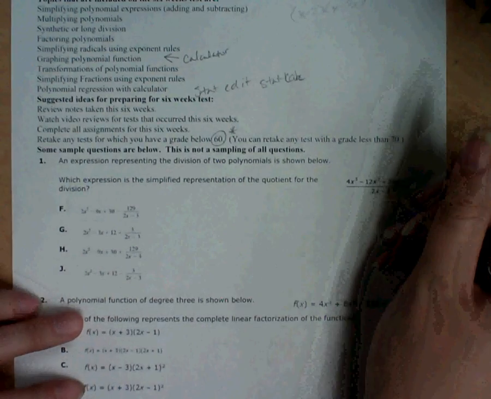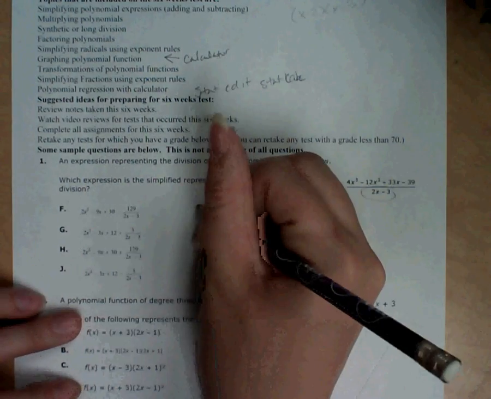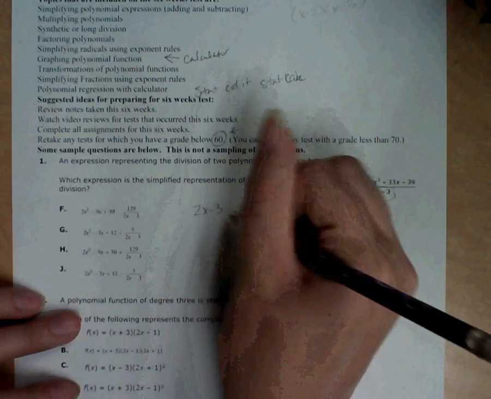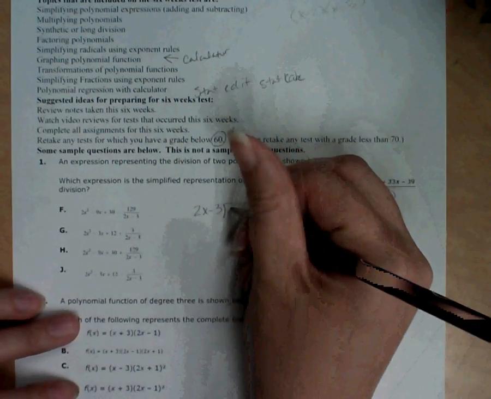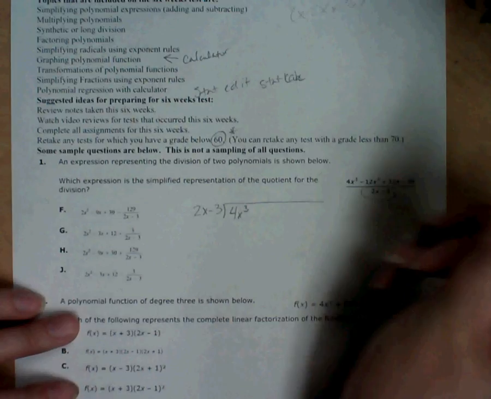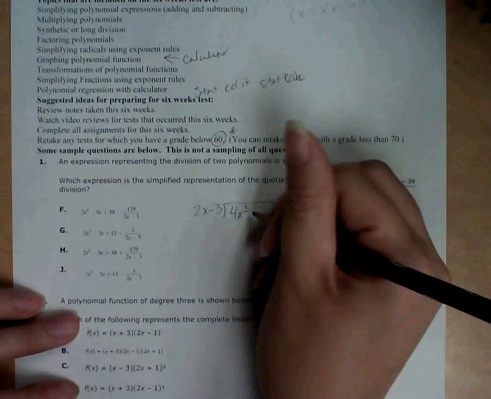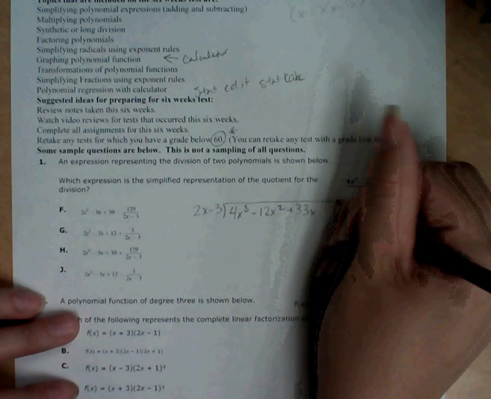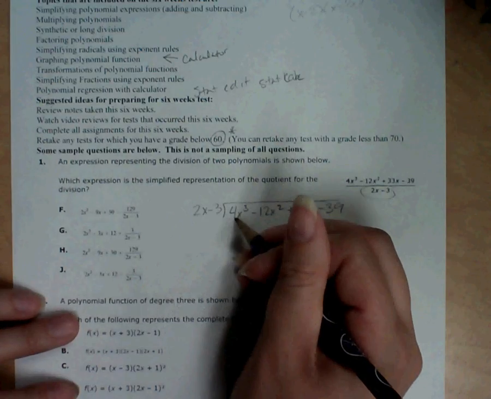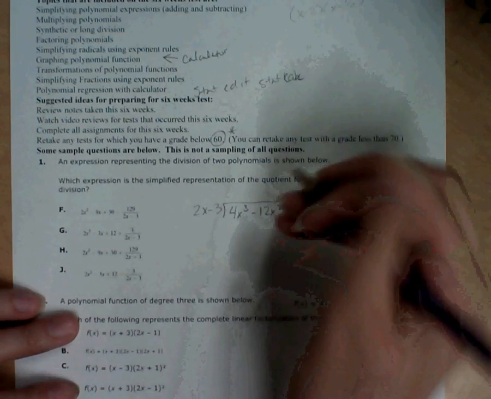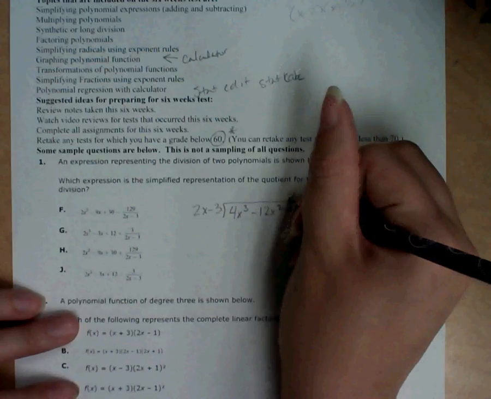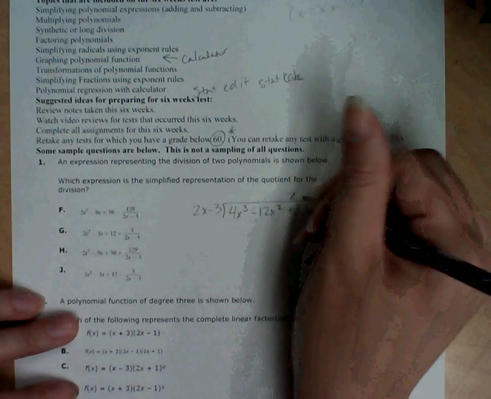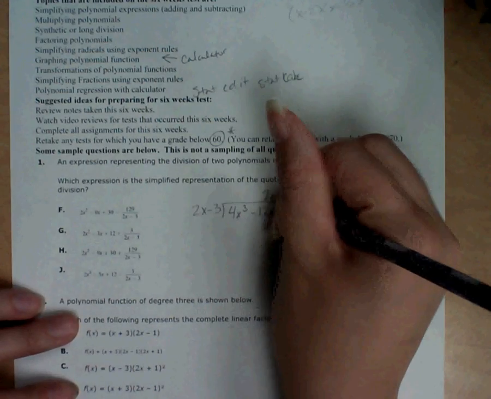Okay, so you have a 2x minus 3, so you're going to have to do long division right here. So you're going to have your 2x minus 3 underneath, and then your 4x cubed minus 12x squared plus 33x minus 39. And you're looking, okay, 2x times what gives me 4x cubed? Well, 2 times 2 gives me 4x. And then I need to go from an x to an x cubed, so I'm going to multiply that by x squared.